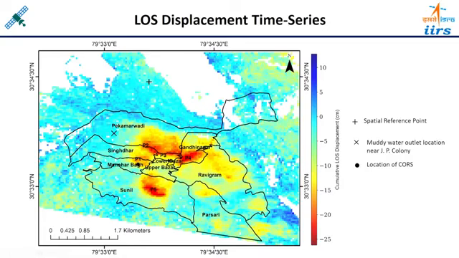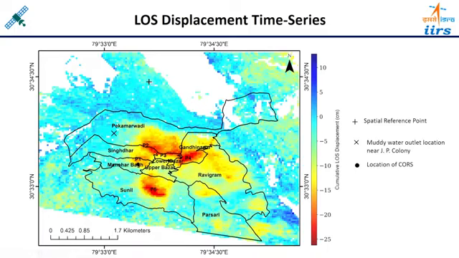Here you can see the ward-wise analysis was carried out, and the cross is the location from where the muddy water was observed. The red is showing the negative displacement or subsidence, but no subsidence was observed around this muddy water point, which was basically showing a huge amount of water coming from an unknown source.